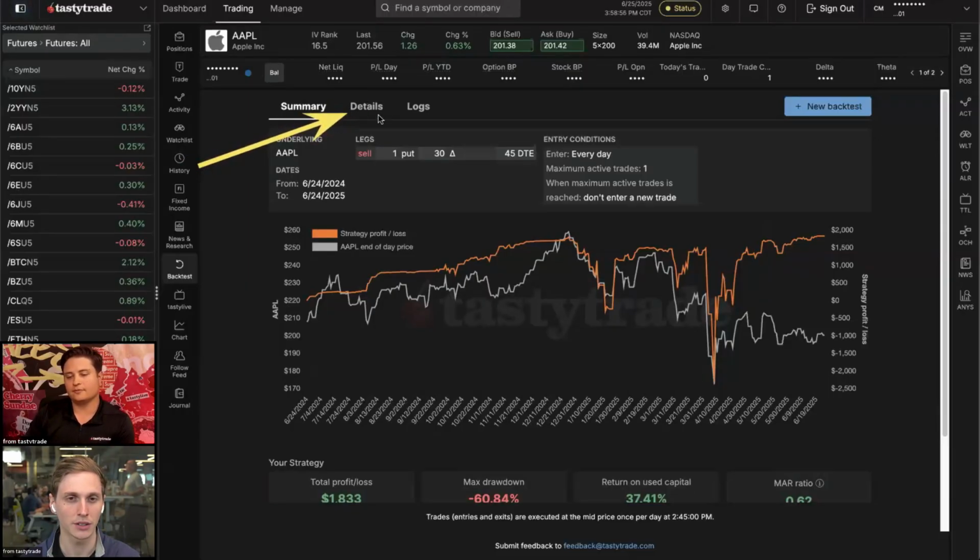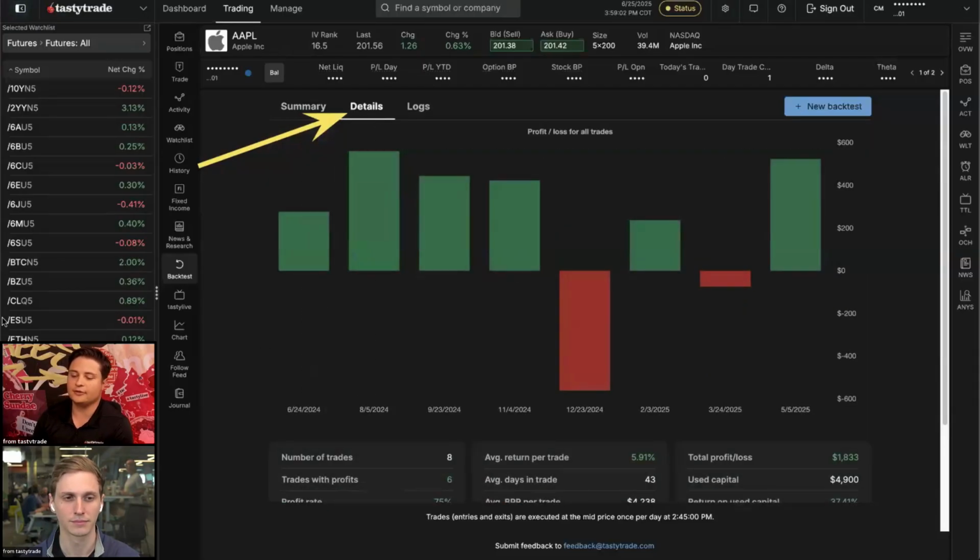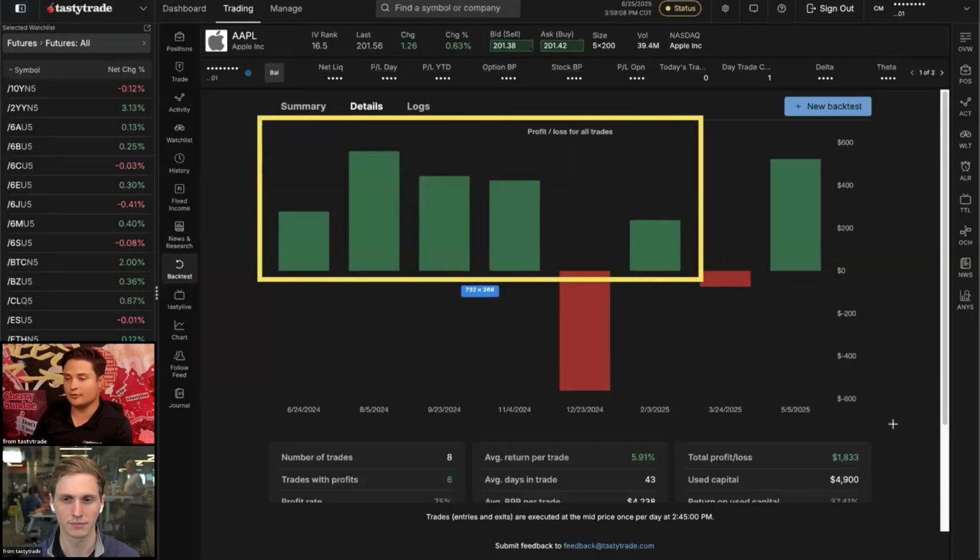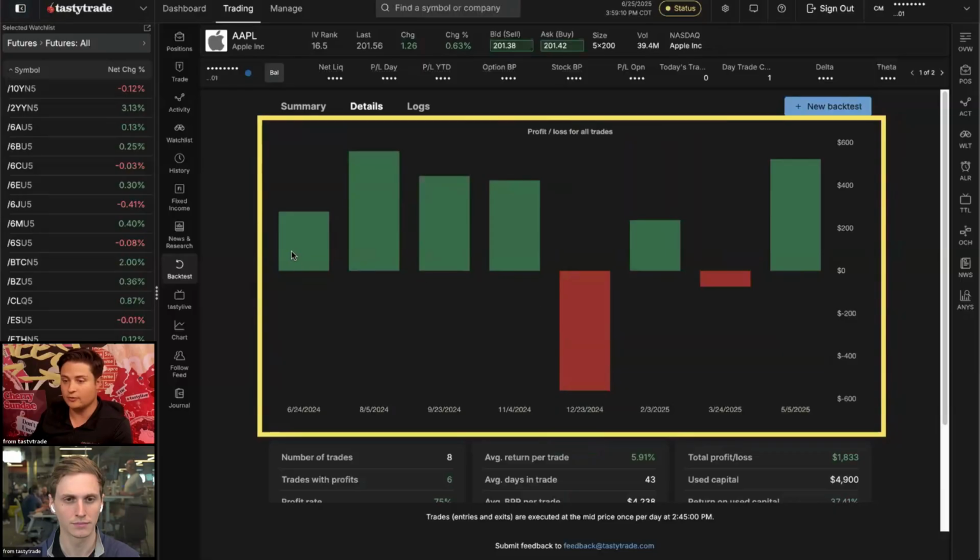You want to tell us about the details page at the top here? Yeah, absolutely. On the details page here, you'll notice we have a few different bars in the center of our screen. Each of these bars represents each time a new trade was entered. So in this case, for that one year timeline, it looks like we entered eight total trades over that year.